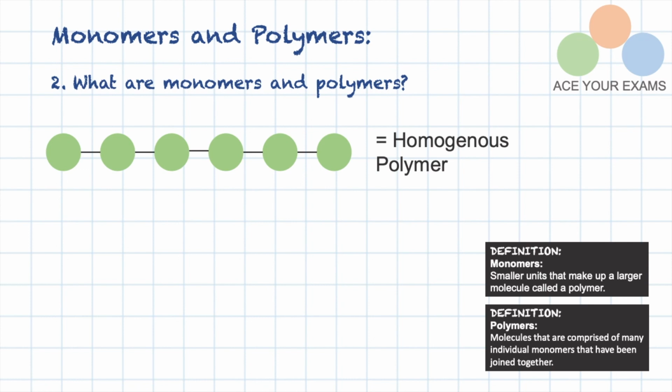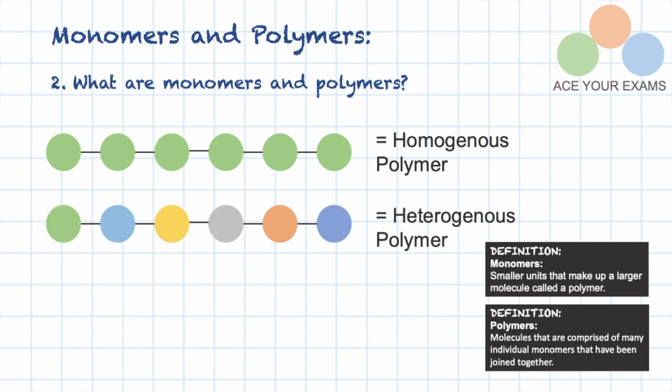Polymers can either be homogeneous, homo meaning same, such as this one, as all the comprising monomers are all identical. Or polymers can be what's called heterogeneous, so hetero meaning different. Here you can see this is represented with all different coloured circles.